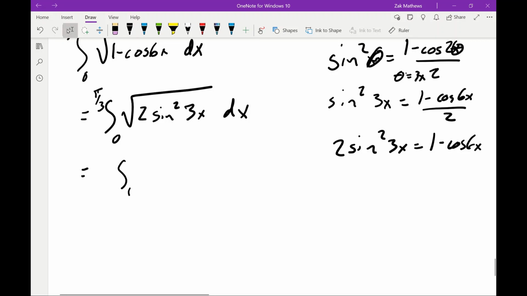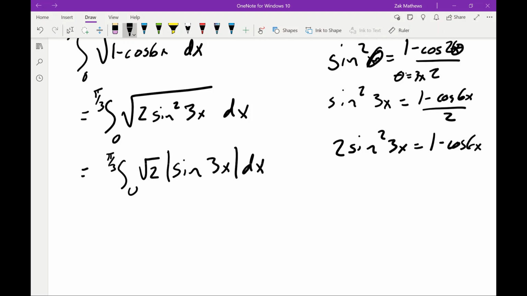So now we can write this as 0 to pi over 3. We have our root 2. The root 2 is still on the inside. The square root of sine squared is just sine of 3x dx. And really, it's the absolute value of it, because the sine squared had to be positive. Therefore, if we take its square root, it has to be positive. So we do need to include those absolute values there.